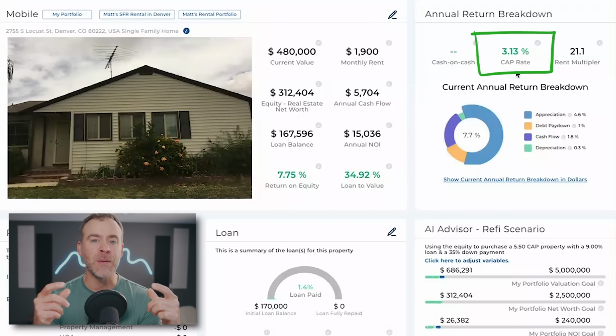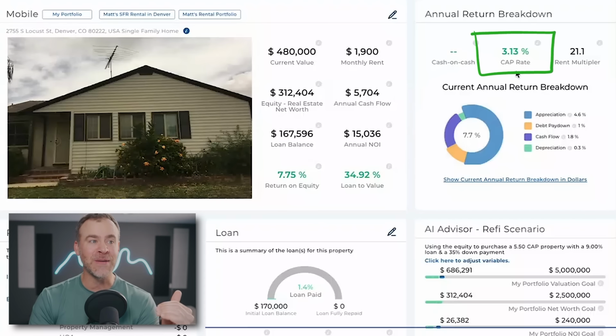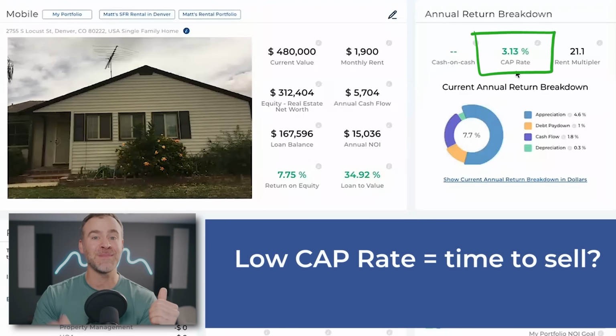Now, I like cap rate because it shows how the property is performing in today's numbers and today's rents. Now, if you're familiar with cap rates, you do not get excited over a 3.1% cap rate. Without going to another 20-minute video, that's a low cap rate, which usually means it's time to sell.